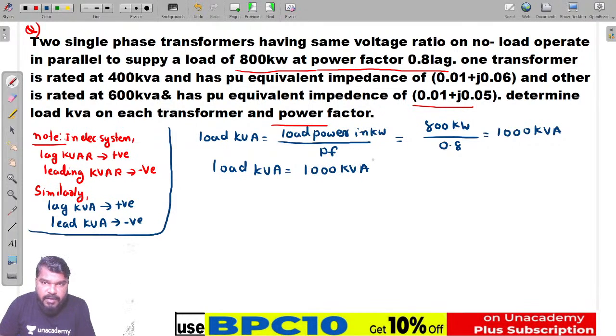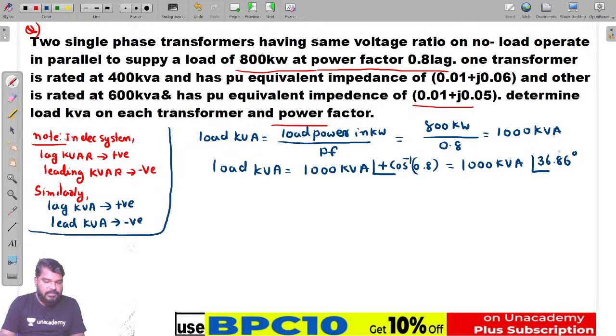Now at an angle of, it is a lagging power factor, so that is cos inverse of theta. What is the theta here? This is equal to the lagging, so that is plus cos inverse of 0.8. So now it is equal to 1000 kVA at an angle of 36.86 degrees. So here this is very useful, 36.86 degrees. Now here per unit values are given, both per unit values are given.